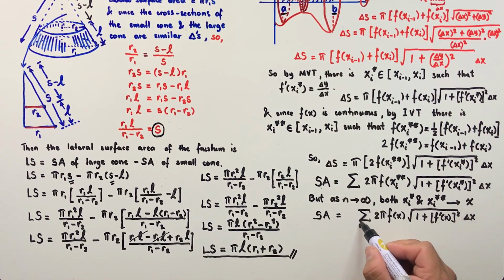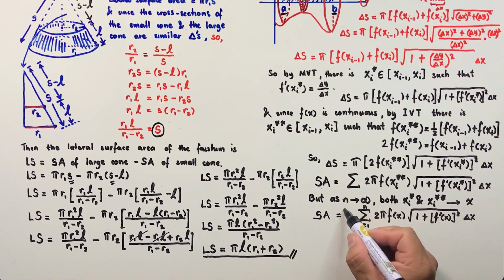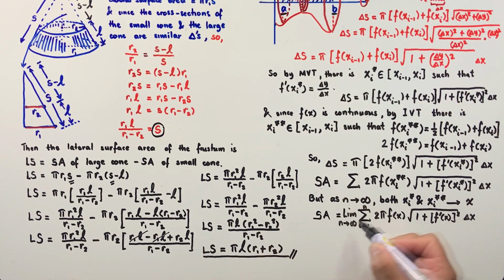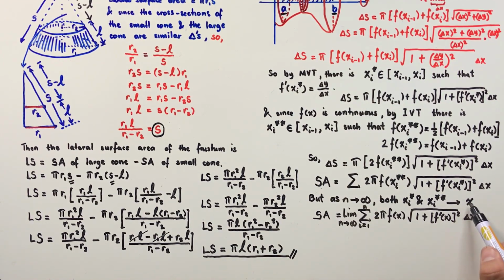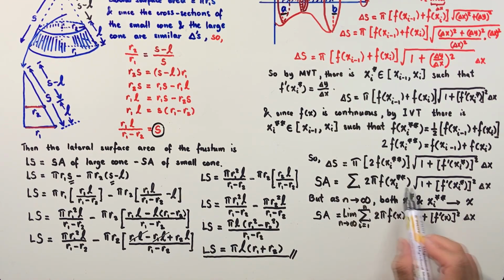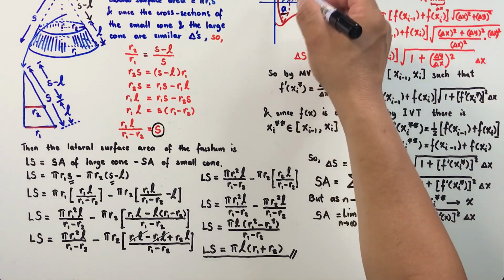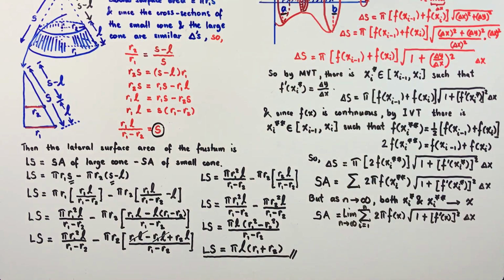And how many slices are there? There are actually infinitely many slices here. So I just replace x for this one and this one, because these values will approach x when you slice the surface into infinitely many slices. And then we realize that this is a limit of a Riemann sum.